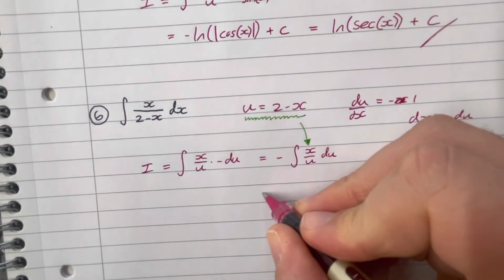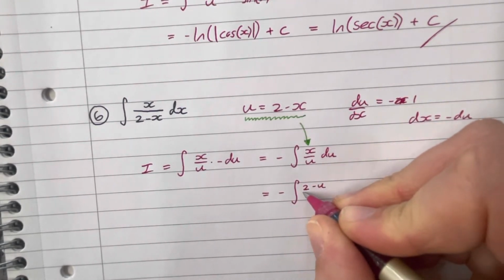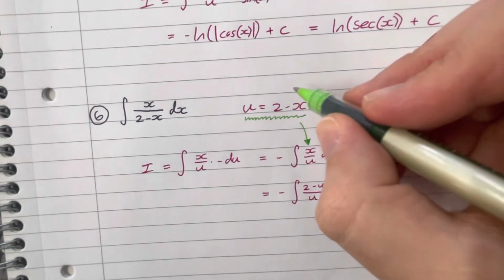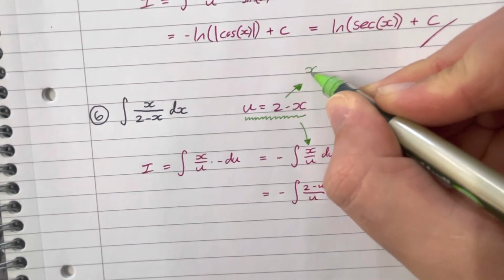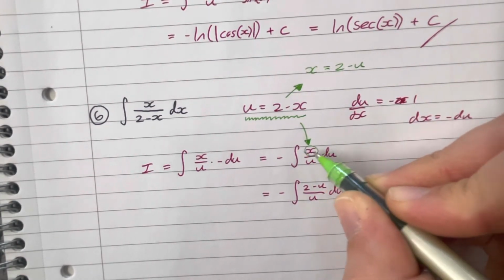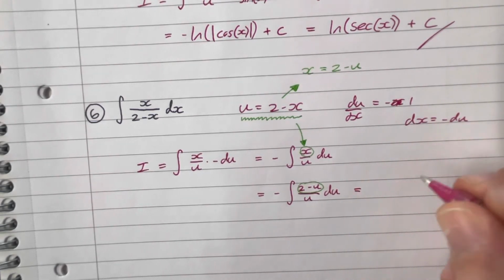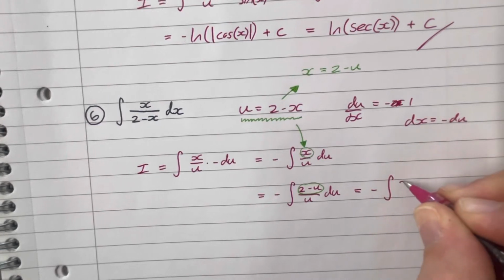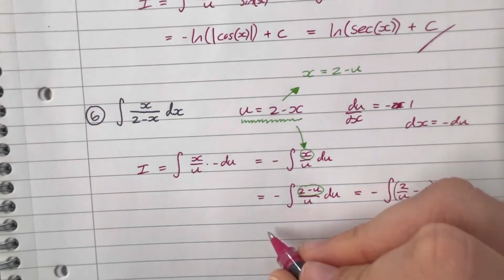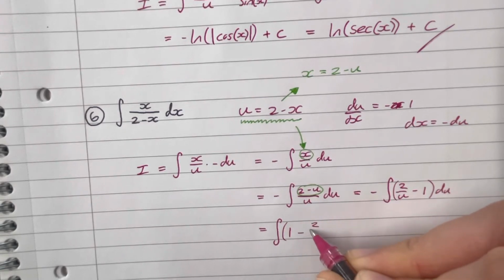And I'm going to say that x is actually equal to 2 minus u, and that's just rearranging this to make x the subject. X is going to be 2 minus u. So I've just replaced that x with 2 minus u. Almost there now. That's going to be the negative of the integral of 2 over u minus 1 du, which I can then swap those around and get rid of the negative at the front. So it's 1 minus 2 over u du.